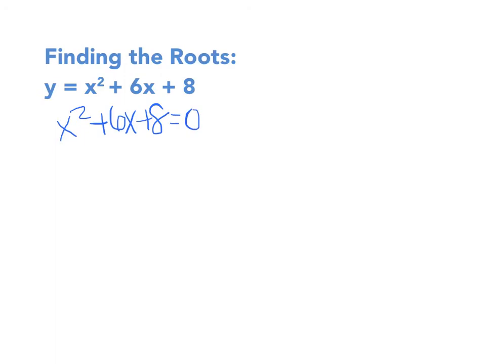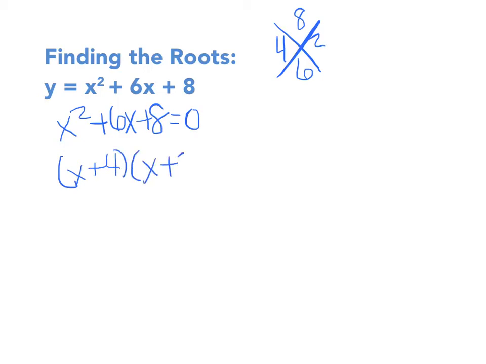I'm going to use X factor and then set my two factors equal to 0. So we need two factors that multiply to 8 and add up to 6. That is 4 and 2. So we have (x plus 4)(x plus 2) equals 0. I'm going to set each of these to 0: x plus 4 equals 0 and x plus 2 equals 0.